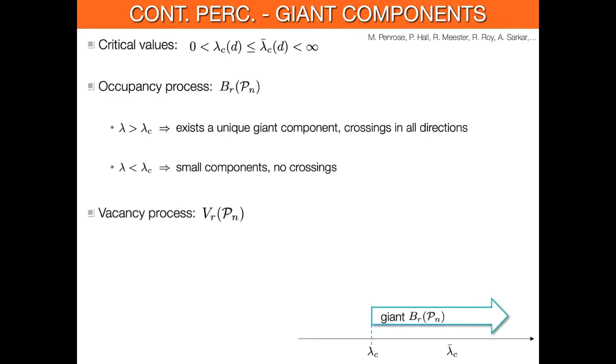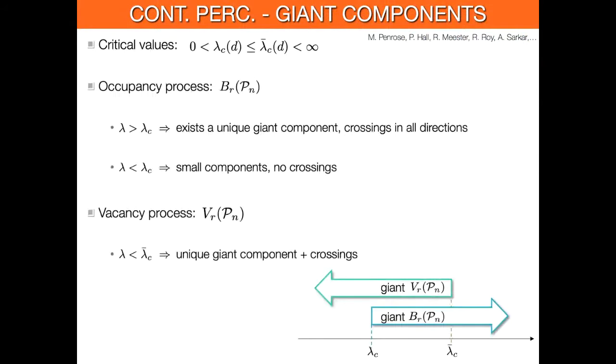In the vacancy process, the complement, if the rate is small enough, then the vacancy is big enough, and then we have all the things that we want. We have a giant component with all the crossings, etc. And if lambda is too big, then the vacancy, the complement, is too small, and then we don't see anything. So here we have two thresholds, and they do not have to coincide. So we can have a range of values where we have giant components both in the occupancy and in the vacancy.